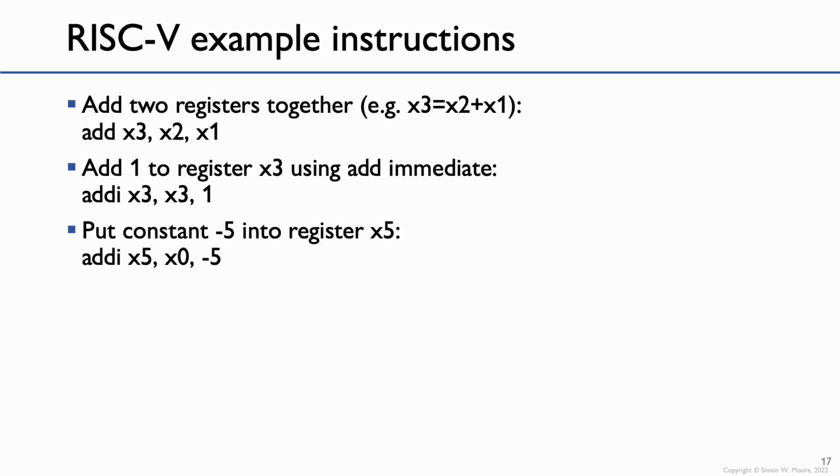Similarly, if we want to put a constant -5 into register x5, we would also use an add immediate. Here we've used x0 because that's the 0 register, so we're basically adding -5. That -5 is, again, an immediate. It would be some number of bits that are then sign extended.